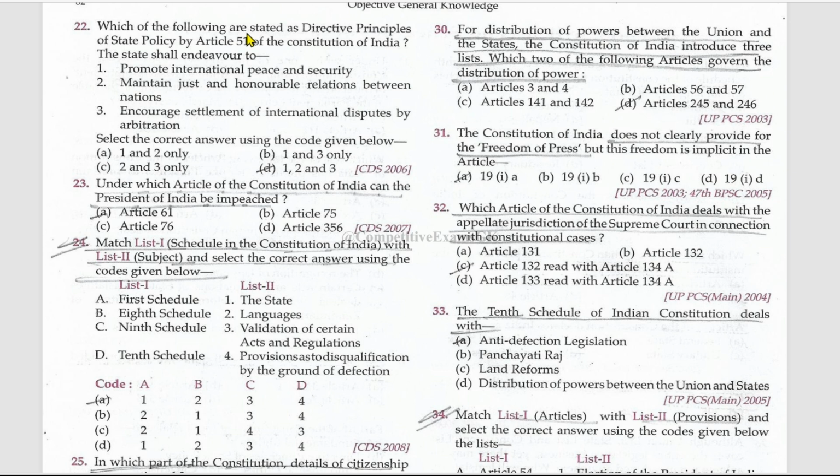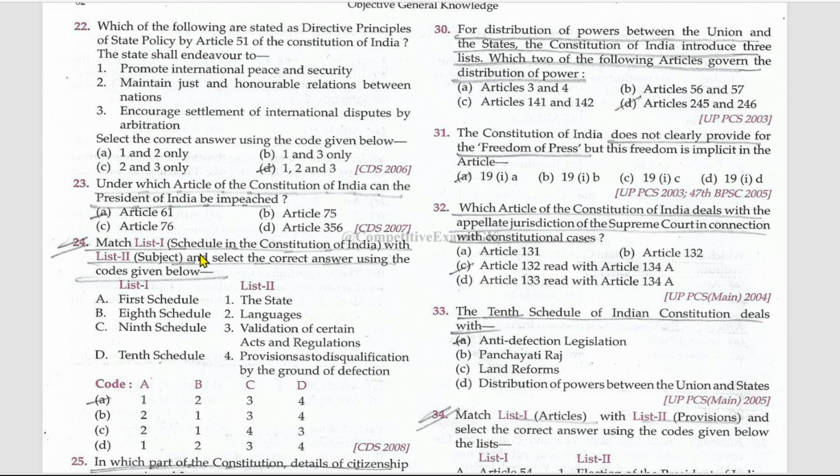Which of the following are stated as DPSPs by Article 51 of the Constitution of India? The state shall endeavour to promote international peace and security, maintain just and honourable relations between the nations, encourage settlement of international disputes by arbitration. These three are right. Under which article of the Constitution of India can the President of India be impeached? Article 61.